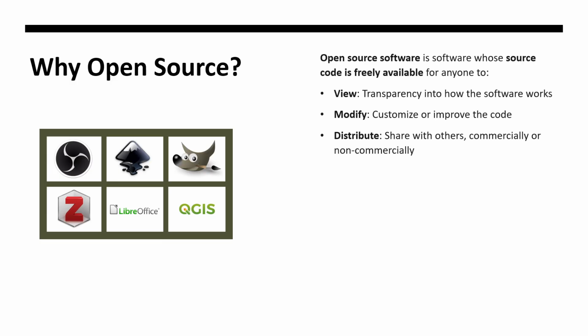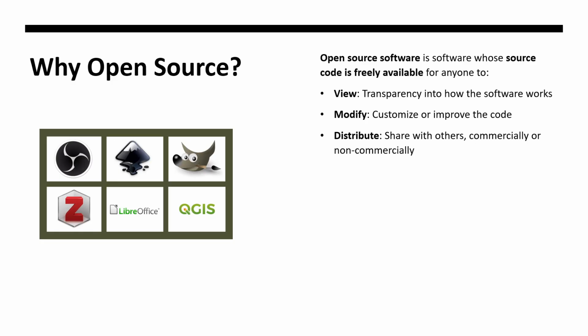Open source software offers a radically different foundation for digital sovereignty. At its core, it means the source code is freely available for anyone. That openness unlocks three essential freedoms. You can view the code, gaining full transparency into how the software works. You can modify it, tailoring it to your needs, improving it, or adapting it to local laws and values. And you can distribute it, whether commercially or non-commercially, ensuring broad access and collaboration.